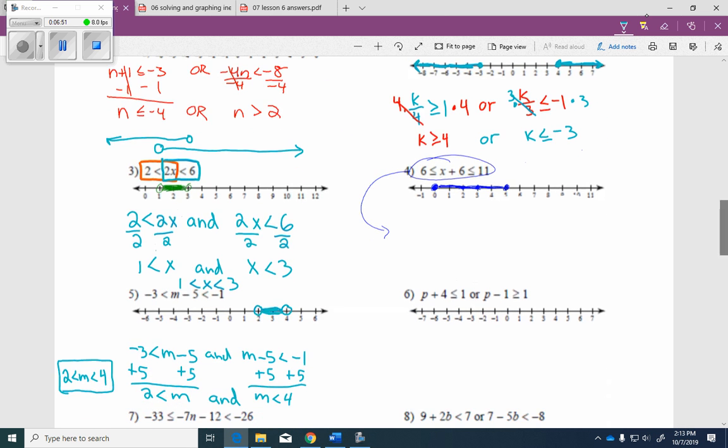I guess we'll take a look at number 4 since it looks like I wanted to start it. I can rewrite it as 6 is less than or equal to x plus 6 and x plus 6 is less than or equal to 11. Solve. Don't forget your word and. Since it's an and, I could overlap these and say that 0 is less than or equal to x, which is less than or equal to 5. So it's in between 0 and 5, closed circle at both, so my graph makes sense.